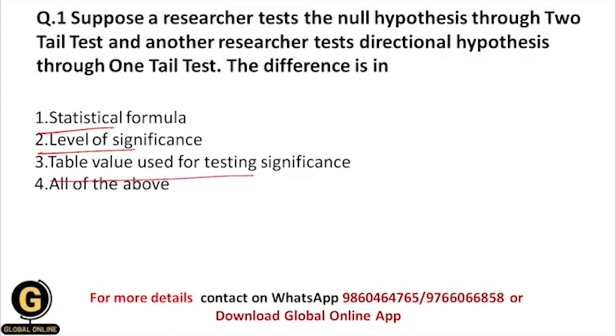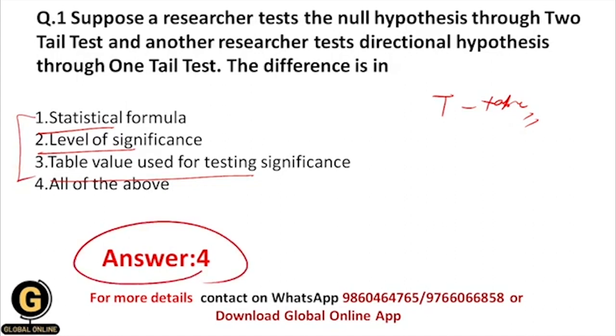So basically there is a table which is called the T distribution table, and that table is for both two-tailed test and one-tailed test, and the values are different for two-tailed test and one-tailed test in the table, and we need to use those values for testing the significance level. All of you getting? That's why the difference is in all of these aspects, and those are statistical formula, level of significance, table value used for testing significance. That's why your correct answer should be 4.